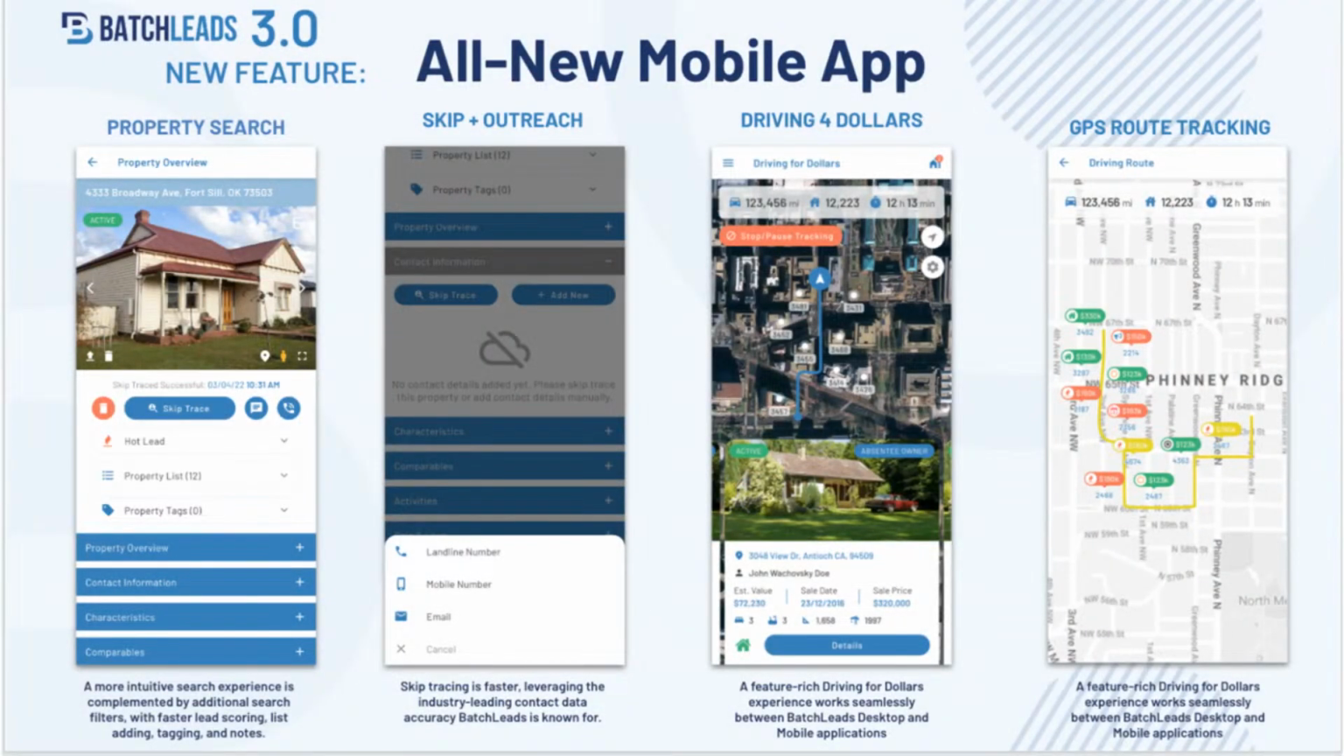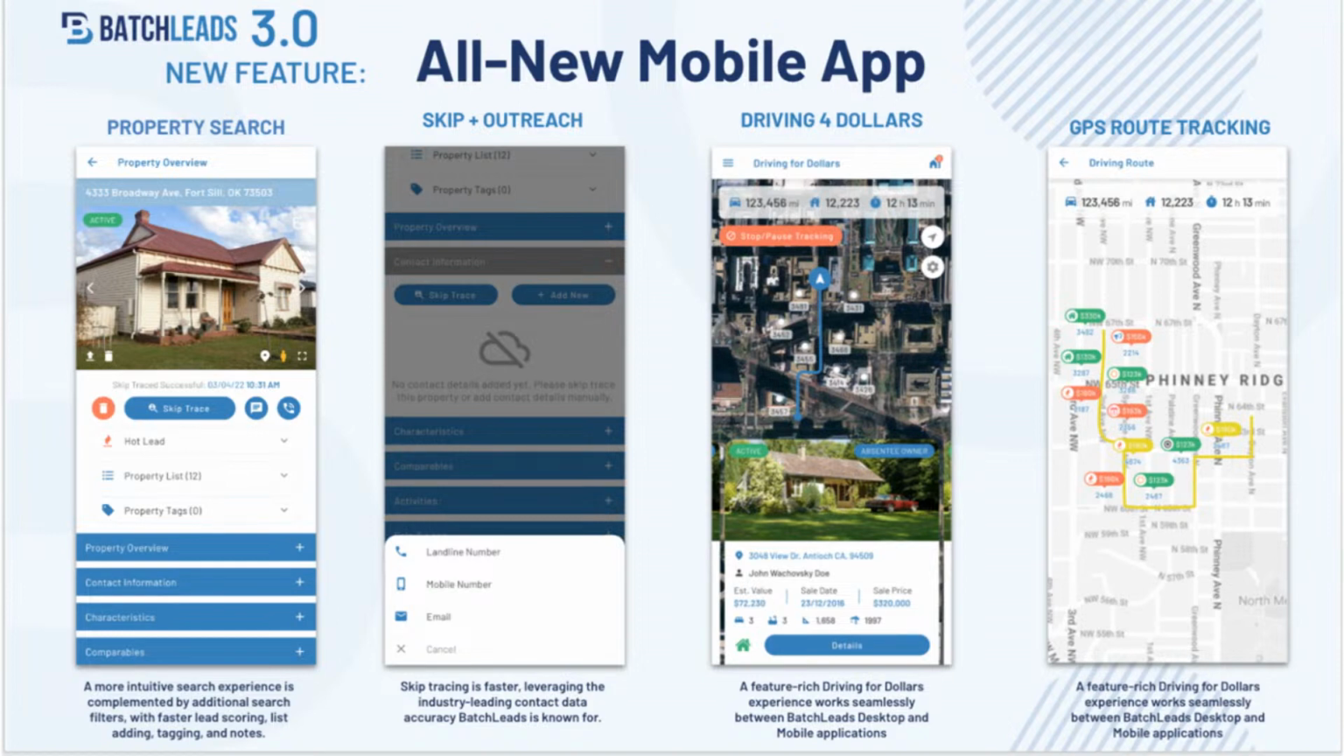The app launched today, so I downloaded it on my phone. It's just Batch Leads for Apple and Android, which I don't even know why the Android people even have an app, but whatever. I'm just kidding, guys. But yeah, it's really cool. You do property searches from there. You can skip trace and do some outreach on there. I'm telling you, the best skip tracing possible is on there. I do some other cool stuff, but Driving for Dollars is really cool.